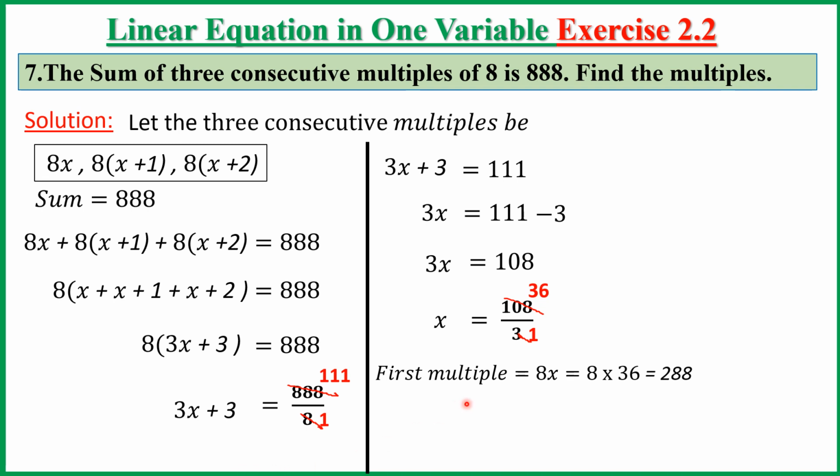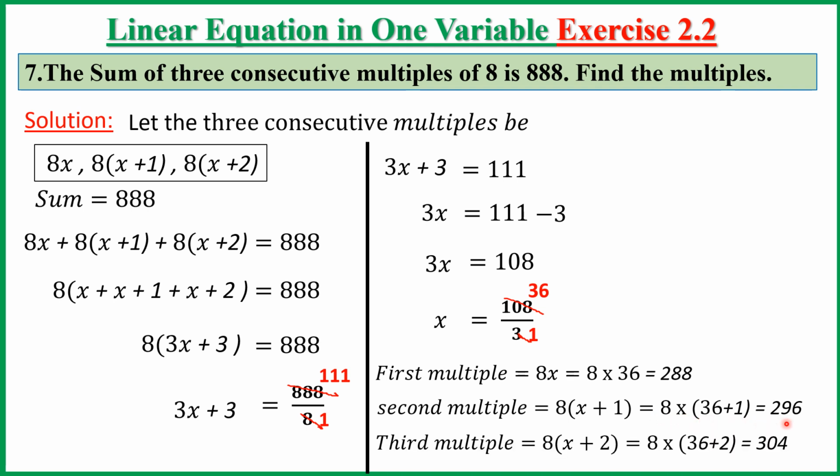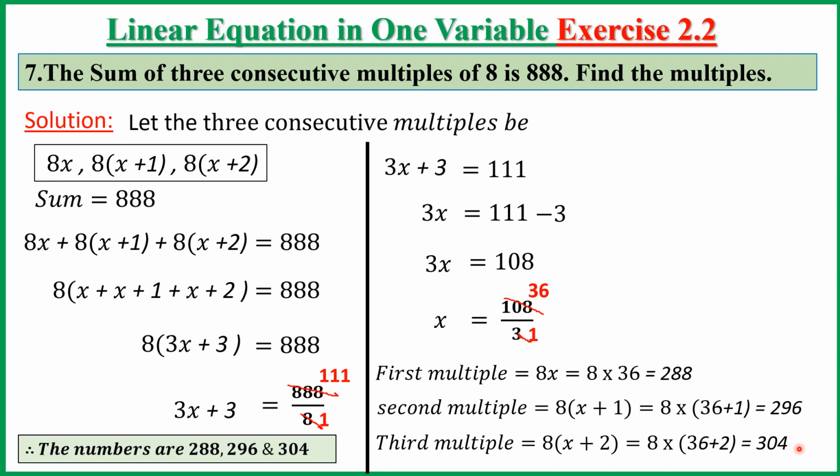So the first multiple is 8 into x, which is equal to 8 into 36, that is 288. We have to find the multiples. In our question they have asked for the multiples. So we have to find the second multiple, that is 8 into x plus 1, which is equal to 8 into 36 plus 1 equals 296. Next for the third multiple, 8 into x plus 2, which is equal to 8 into 36 plus 2, which is equal to 304. So therefore the numbers are 288, 296 and 304.